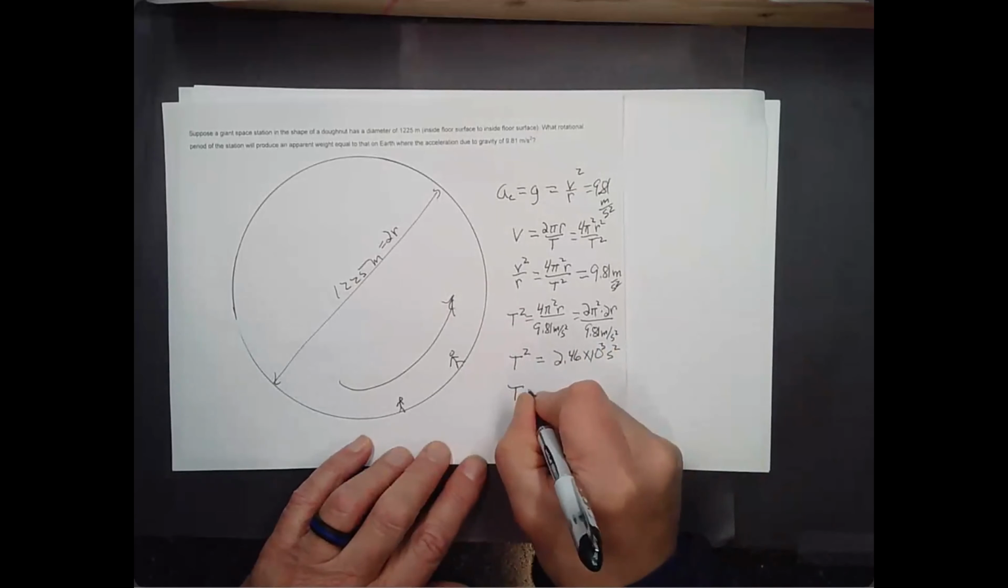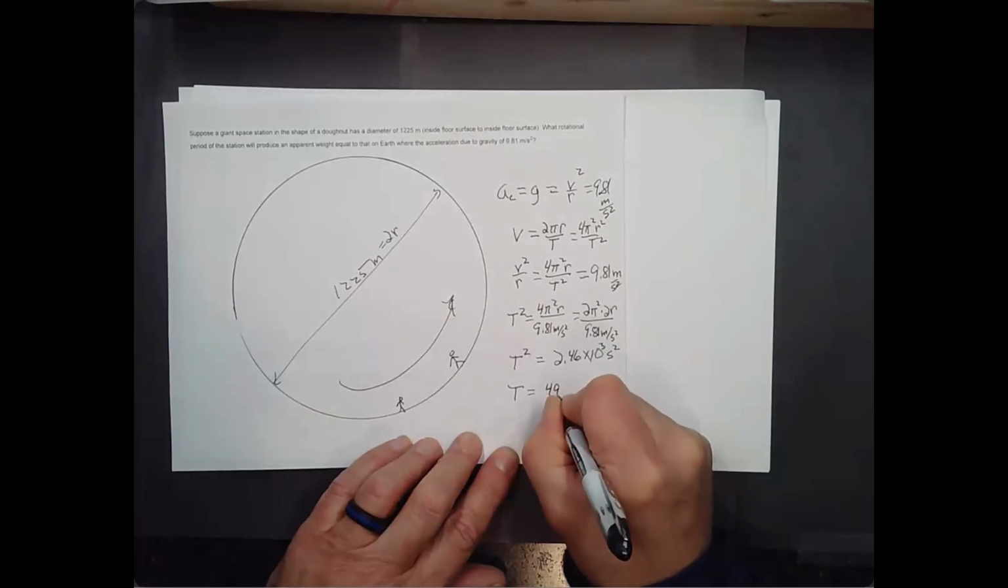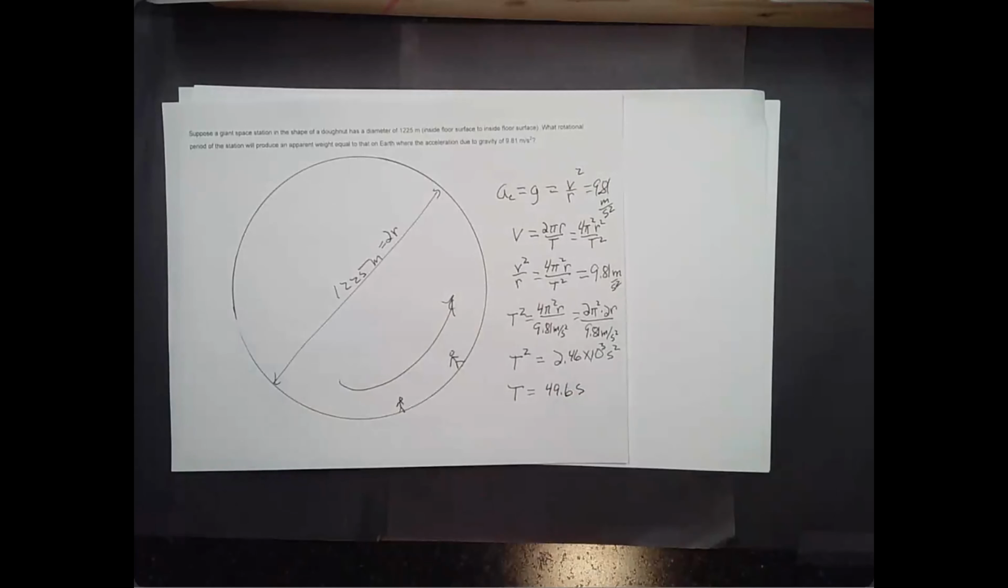And if you take the square root, you get about 49.6 seconds. So this thing's going to have to turn fairly rapidly, even though it's this giant thing. And that's just the way that it's going to have to be. As long as you don't have any windows looking to the outside, it'd be okay. But if you were above the surface of the Earth or the moon or something like that, you'd see it completely rotating in your field of view every 50 seconds or so. And it could be nausea-inducing.